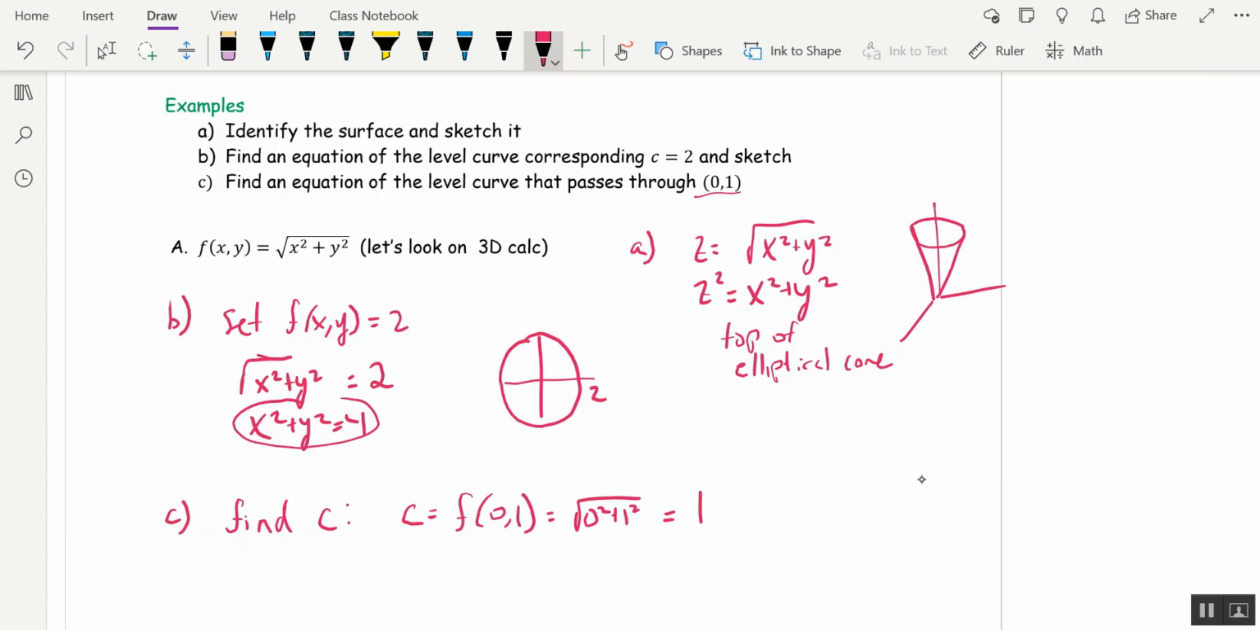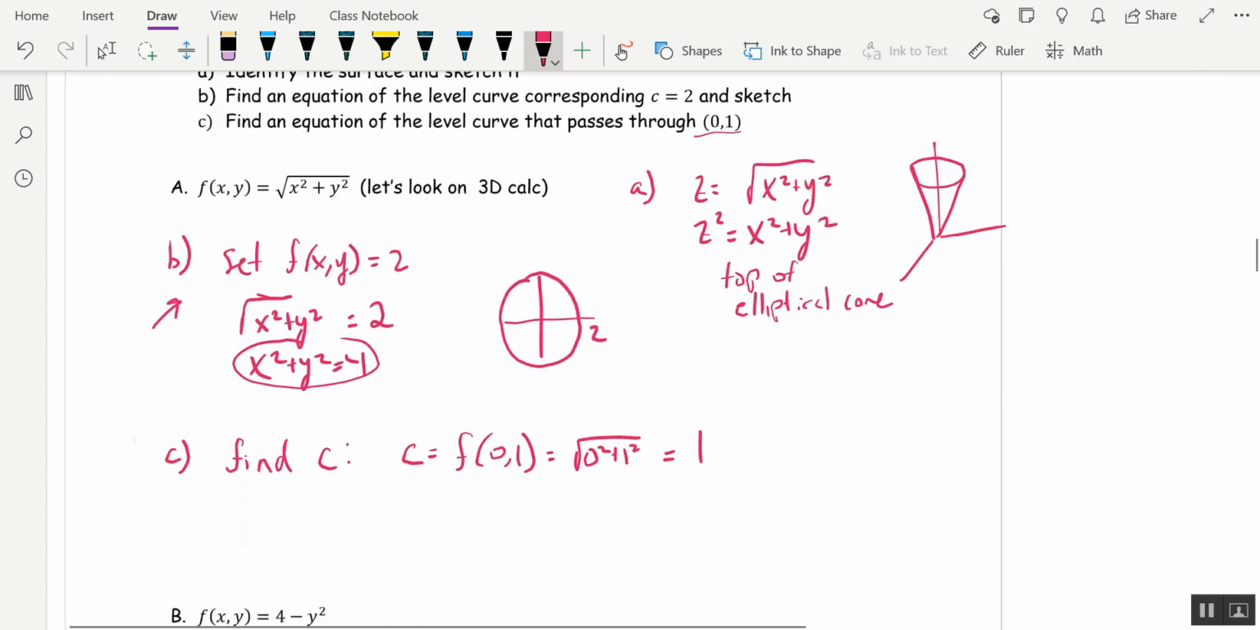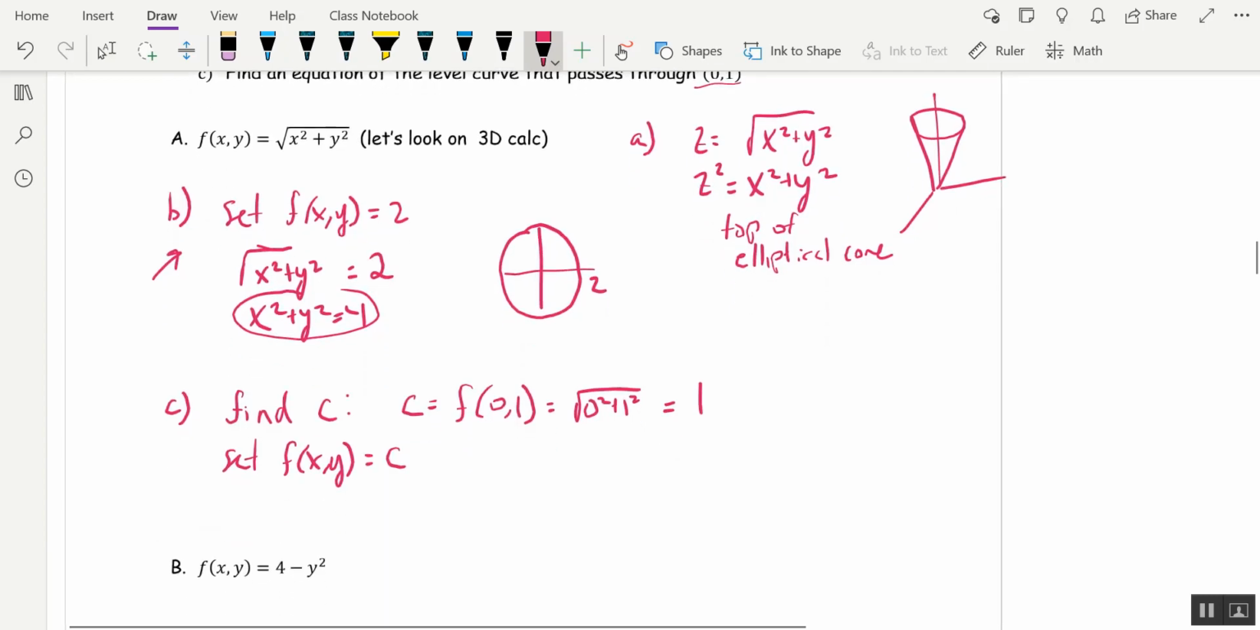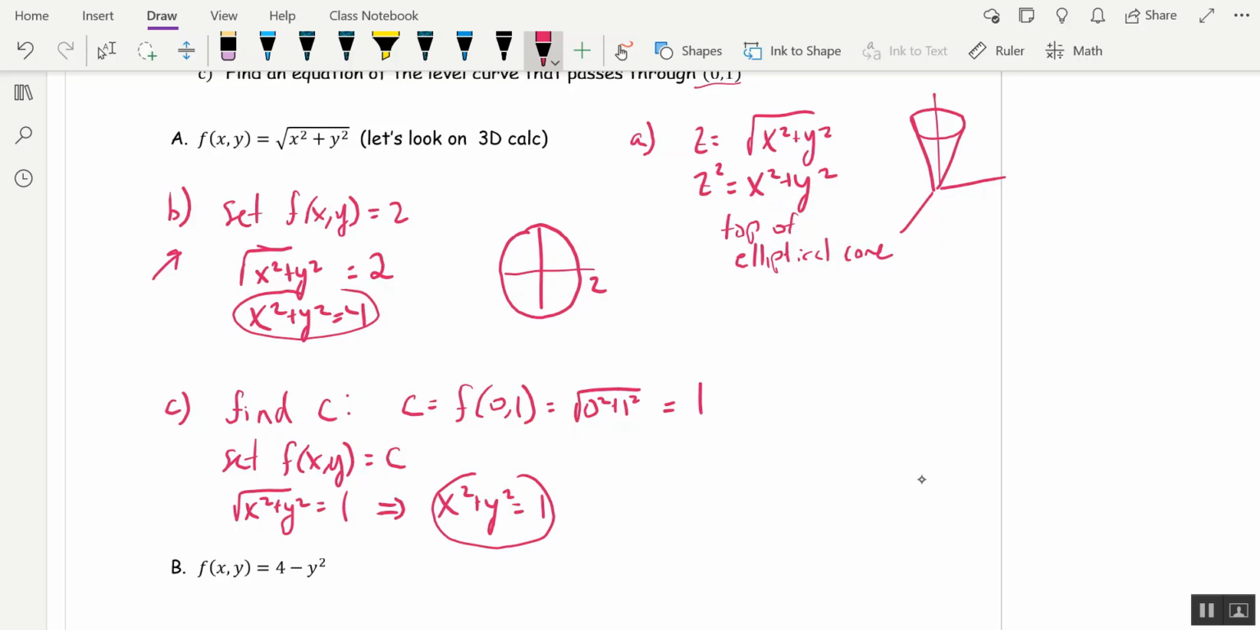Now we're back to this step here. We know C, so now we want to set f of x, y equal to C, just like we did before. So this requires one more step. So here we go. We've got the square root of x squared plus y squared equal to 1. So that's a circle: x squared plus y squared equals 1 if I square both sides. Okay, let's look on Calc 3D.